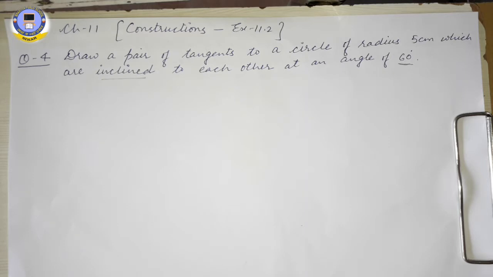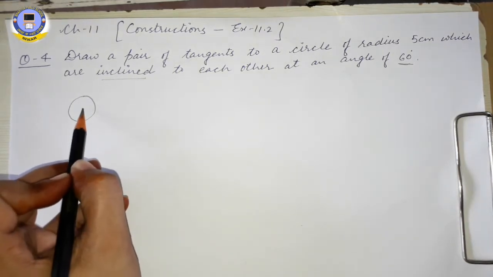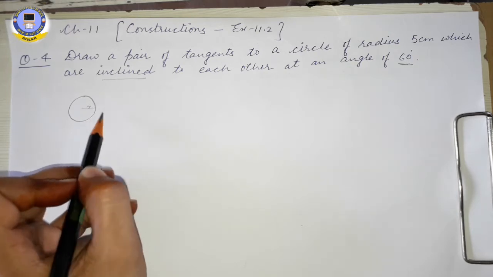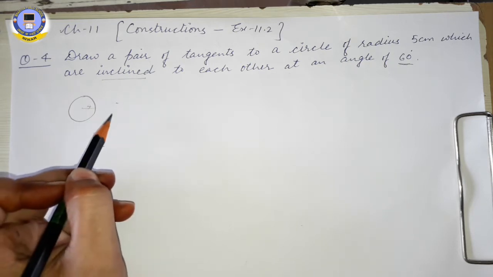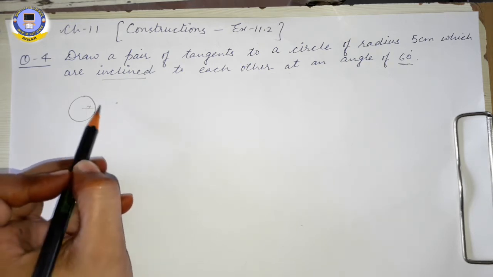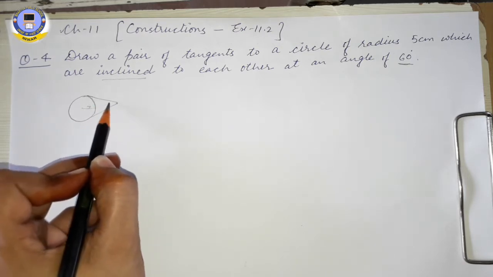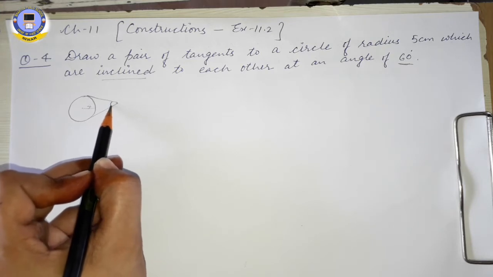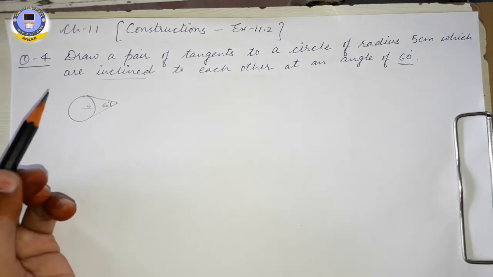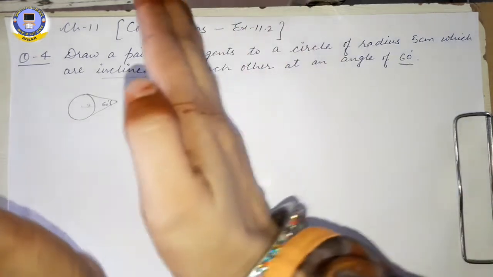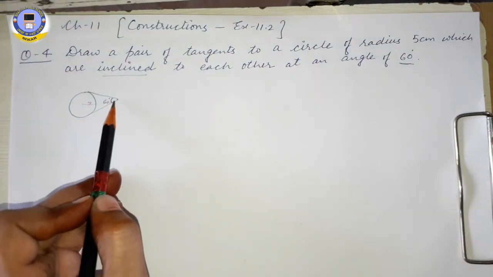What do you mean by this line? See, I am making a rough diagram. A circle is given, its radius is given 5 centimeter. Now you need to draw two tangents and both the tangents must incline to each other at an angle of 60 degree. It means the point where both the tangents will meet each other, at this point they must form an angle of 60 degree with each other. Inclined means where both the tangents are meeting, there they must make an angle of 60 degree.